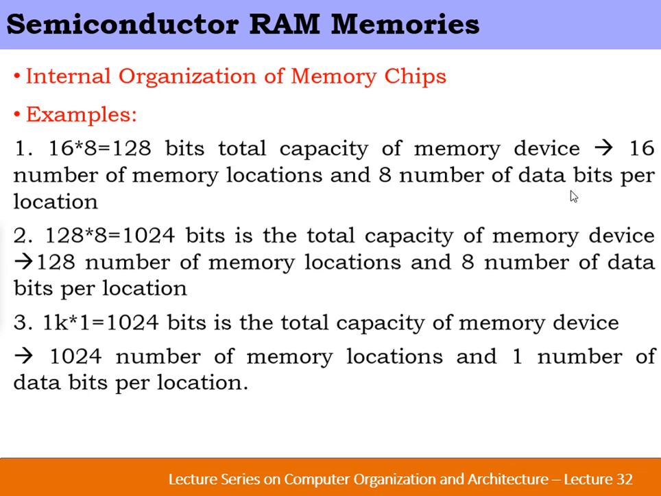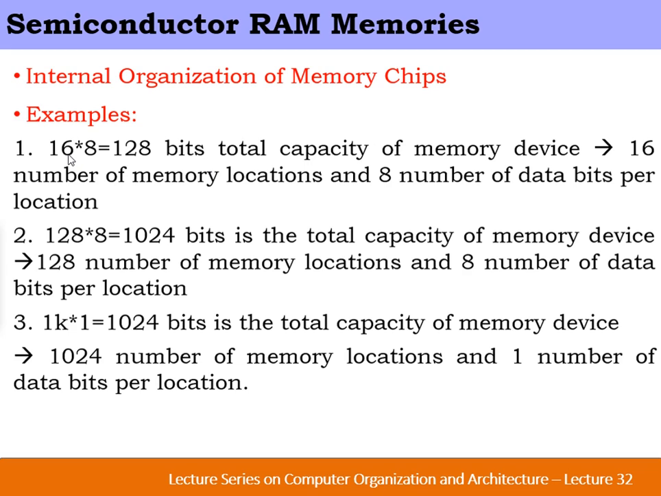So now, for example, if we have a memory chip size like 16 into 8, on the top of the memory chip it will be denoted like 16 into 8. If it is denoted as 16 into 8, it has a particular meaning. If we multiply 16 into 8, the total number of bits that can be stored in that memory device is 128. So 16 into 8 becomes 128, so 128 bits will be the total capacity of the memory device.